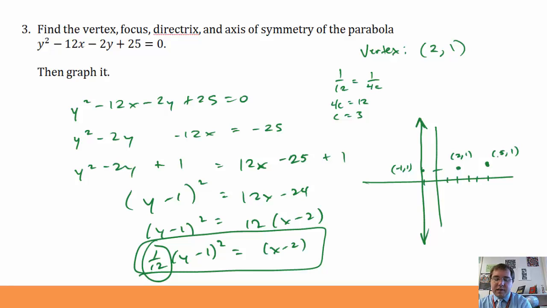Now, how am I going to graph the rest of my parabola? Well, I should plot some points. So I know what happens when x is 2. I get 1. What happens when x is 3?